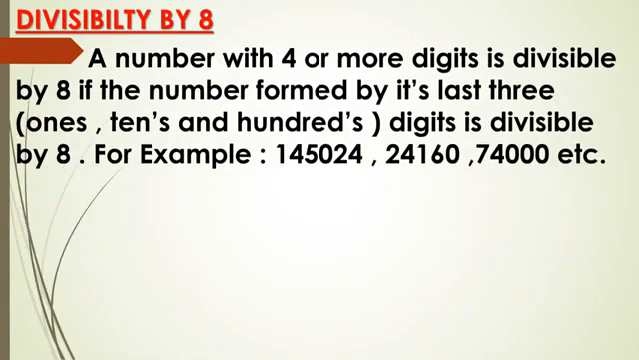After that, we have done divisibility by 8. A number with 4 or more digits is divisible by 8 if the number formed by its last three digits, that is ones place, tens place and hundreds place, is divisible by 8. If a number is of 4 digits or more, then we can check its last three digits. If the last three digits are divisible by 8, then the number is also divisible by 8.